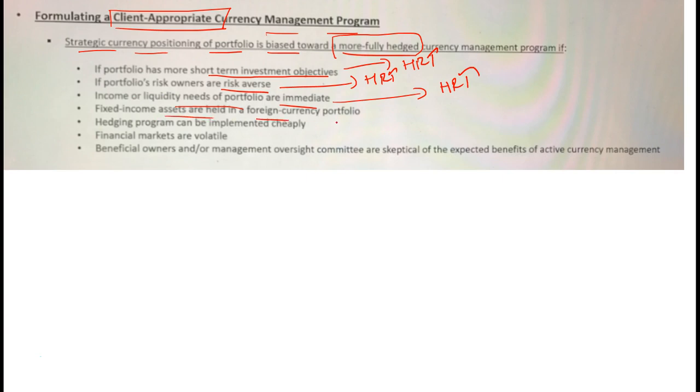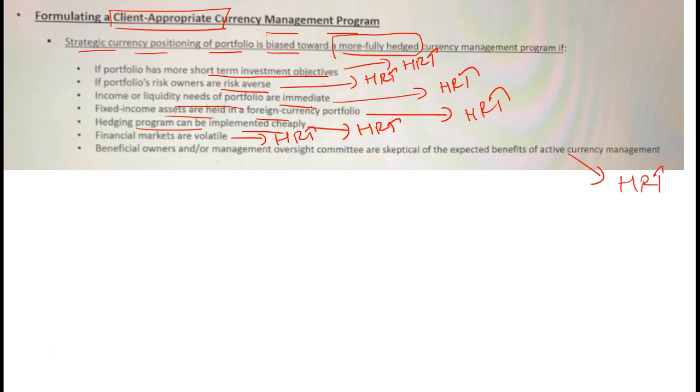Fixed income assets are held in the foreign currency portfolio. You know that generally fixed income assets have high correlation with foreign exchange movement. So in order to hedge the risk of both falling together, you want to keep the hedge ratio high. If the hedging program can be implemented cheaply, so there are low costs, you would want to keep a higher hedge ratio. If financial markets are volatile, again high risk, so high hedge ratio. If beneficial owners and or the management oversight committee are skeptical of the expected benefits of active currency management, if they think there won't be benefits, then high hedge ratio.